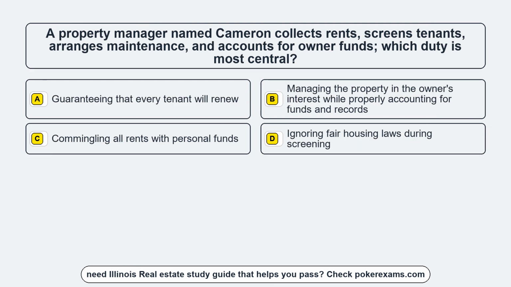Question 14. A property manager named Cameron collects rents, screens tenants, arranges maintenance, and accounts for owner funds. Which duty is most central? Option A, guaranteeing that every tenant will renew. Option B, managing the property in the owner's interest while properly accounting for funds and records. Option C, commingling all rents with personal funds. Option D, ignoring fair housing laws during screening.